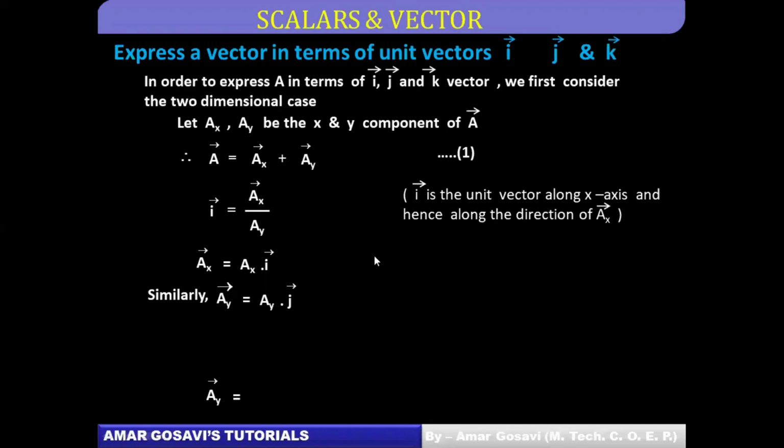It's not ay again, it's only a. a bar will then be represented as ax i cap plus ay j cap. Again, there are two errors on this slide. Here, instead of ay, it should have been only a, whereas here, instead of ay, it should be only a. So y should not be the suffix, because we are putting the values of ax and ay in equation 1, which would be represented in this manner.